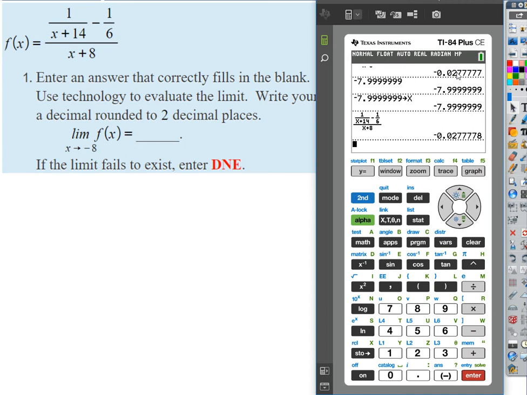Here's the value when I plugged in something to the left of -8. Here's something just to the right of -8. We're asked to write our decimal rounded to 2 decimal places. Can we safely assume that the limit is -0.28? Everybody agree? Because look, out to like 6 or 7 places, we're getting the same answer on both sides. But we can't do that on the calculus, can we?